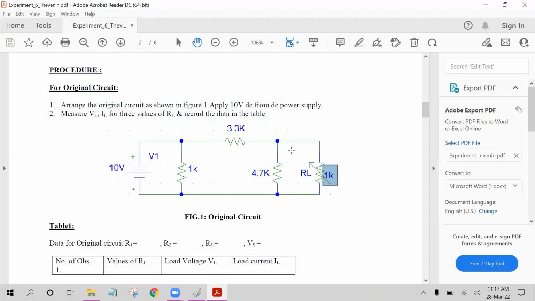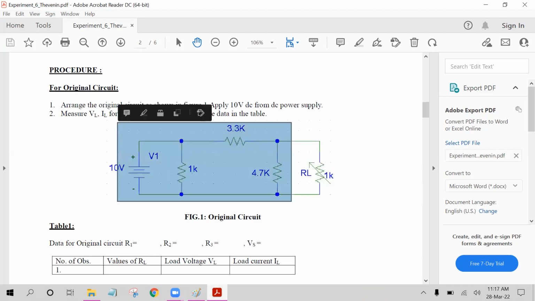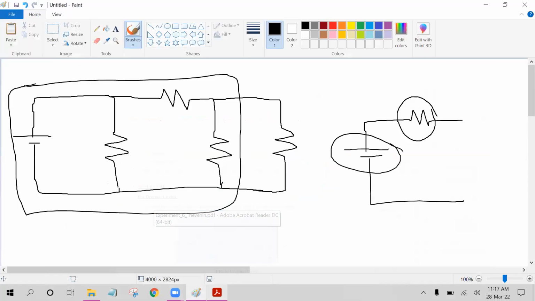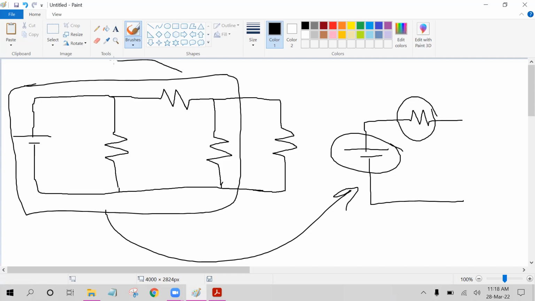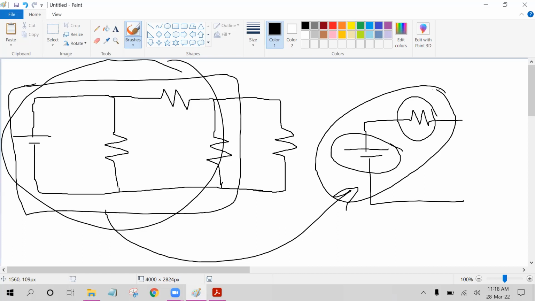But as we know that only this portion of the circuit is variable and the rest is fixed, what we can do is replace this large part using the equivalent Thevenin circuit. I think it is clear that instead of analyzing this large circuit, it is much easier to analyze this small circuit. Is it clear to everyone?